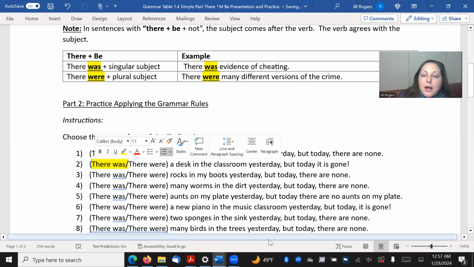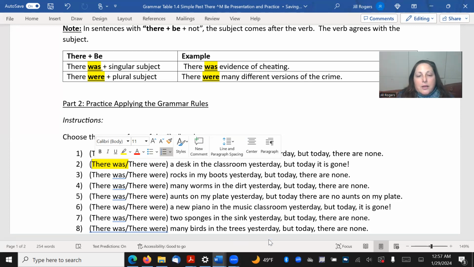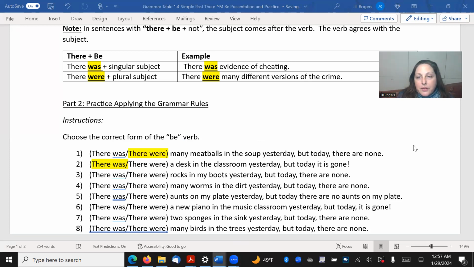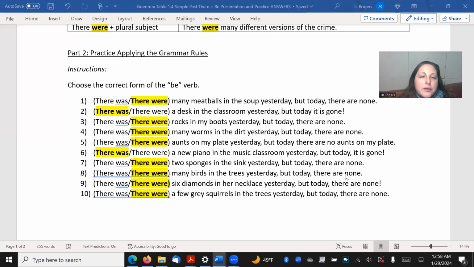Please come back and I will share the answers with you. And I want you to make sure that you got everything right and review your answers after you try them by yourself. Okay, so just remember, ask yourself, is this plural or is this singular? Does it need a singular was or does it need a plural were? Okay, so here are the answers.